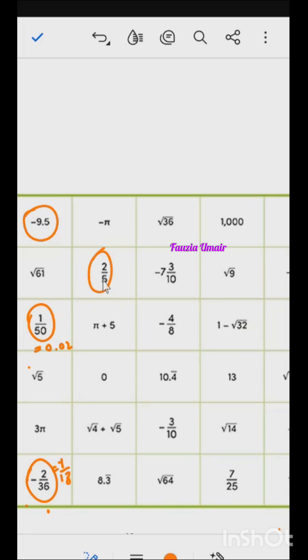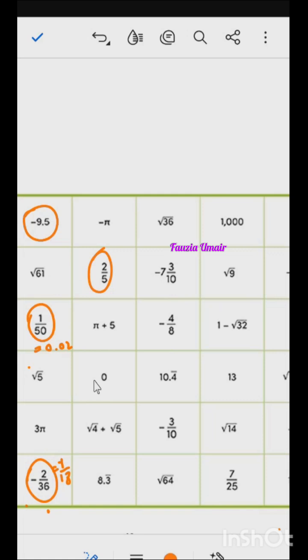2 by 5 is a terminating decimal, so it is rational. Excellent. Next is pi plus 5. Irrational. Pi plus 5 is irrational.